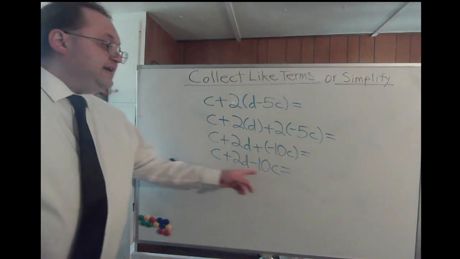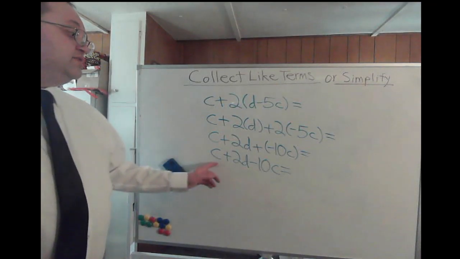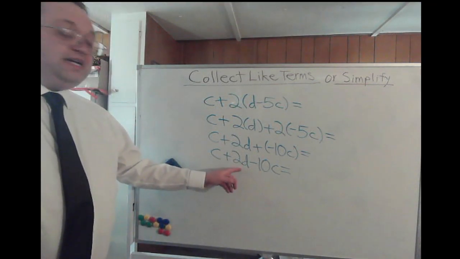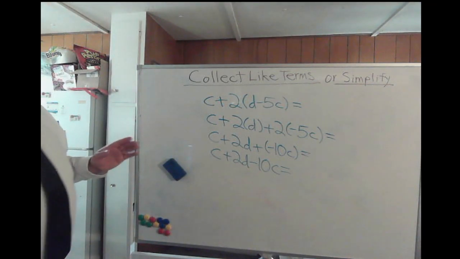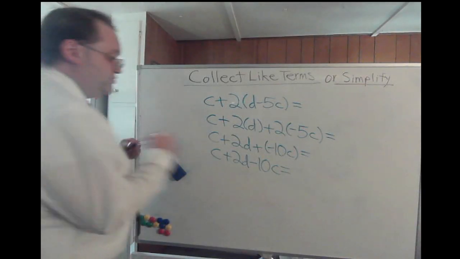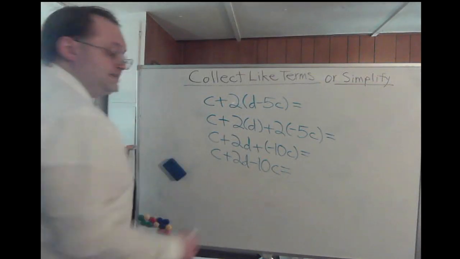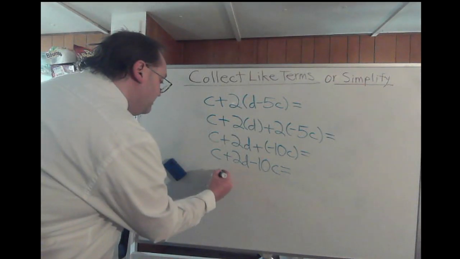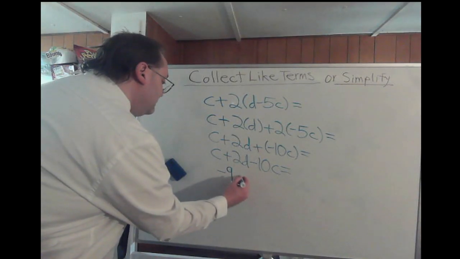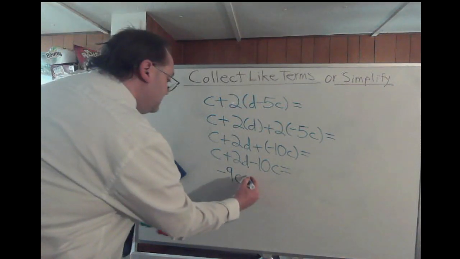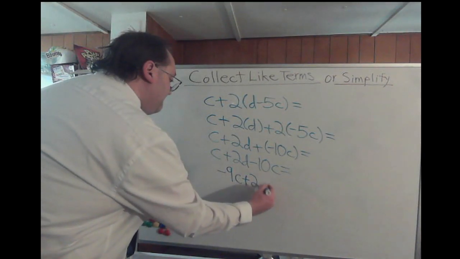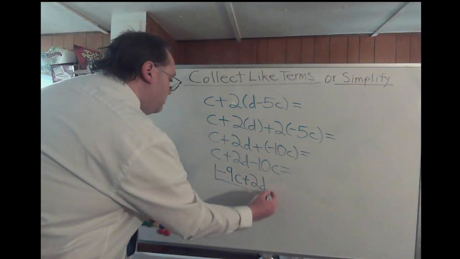c and negative 10c are like terms because they're the same variable. That 2d is on its own because it's a different variable. So you'll subtract, you'll do 1c minus 10c. That would give you negative 9c. And then you'll just have plus 2d. So that's one way you could write it.